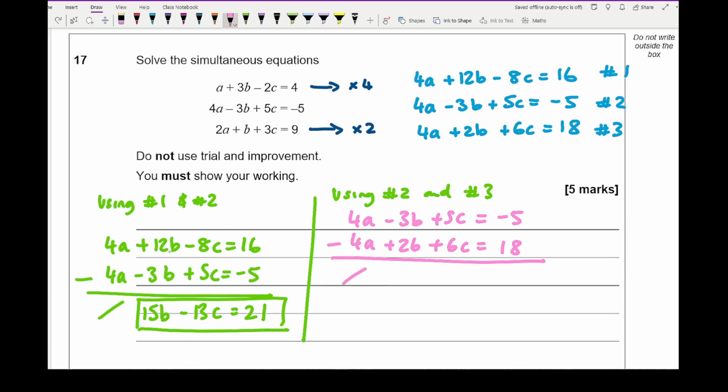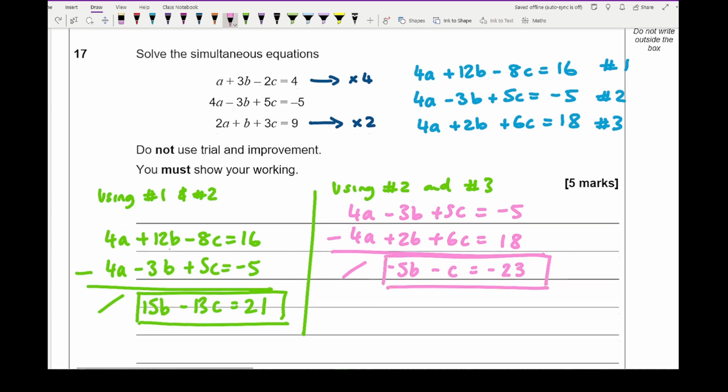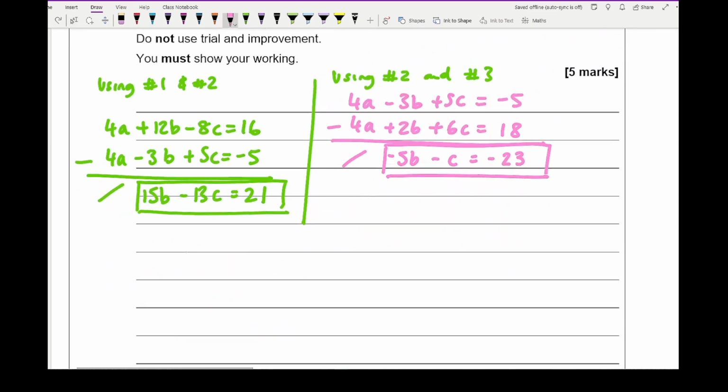So minus 3 minus 2 is minus 5. 5 minus 6 is minus 1. And minus 5 minus 18 gives me minus 23. And there is my second equation. So from this, what I then want to do is use those two boxed equations.